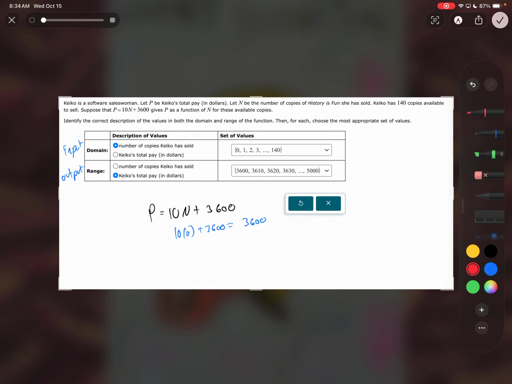If that's the minimum amount, then the maximum amount Kiko could sell is 140, and that would be 5,000. So you do have to use your input to figure out your minimum and maximum output. So Kiko is going to get a base salary of 3,600, but if Kiko sells all of the 140 copies, she could get up to 5,000.